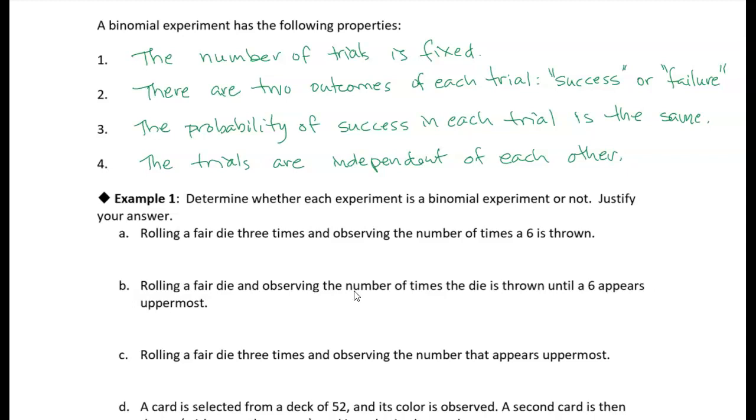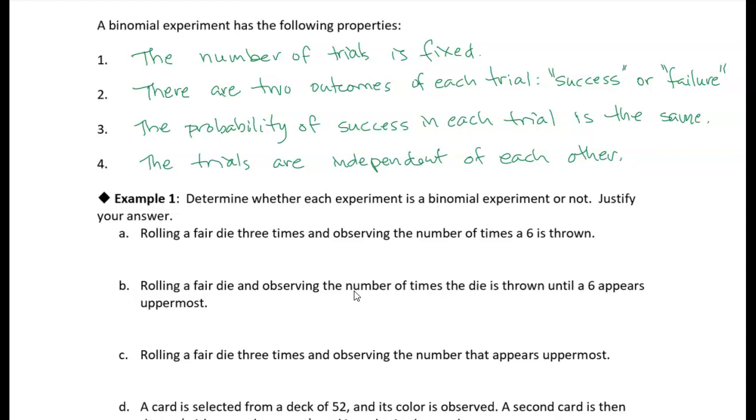We got that. Number 3, the third property here is the probability of success in each trial is the same. So I roll a die, and there's a 1/6 chance that I roll a 6, right? And when I roll it again, it's still the same. I have the same probability of getting a 6. So that works. Number 3, we can check that off.